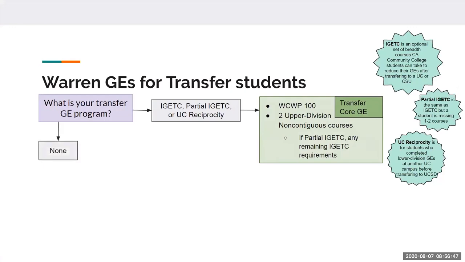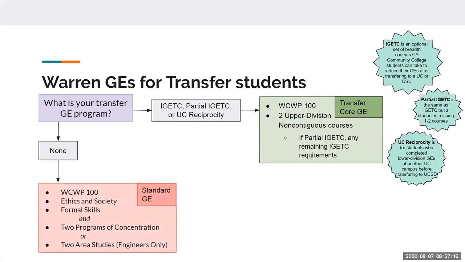Now, if you didn't complete IGETSE, partial IGETSE, or UC Reciprocity, you'll complete standard GEs. The standard GE requirements are still Warren Writing 100, which is required for all of our transfer students, in addition to ethics and society courses, 2 formal skills, and either 2 programs of concentration or 2 area studies. It is common for transfer students in engineering to have standard GEs because they prioritize taking lower division major requirements over the breadth courses before transferring.